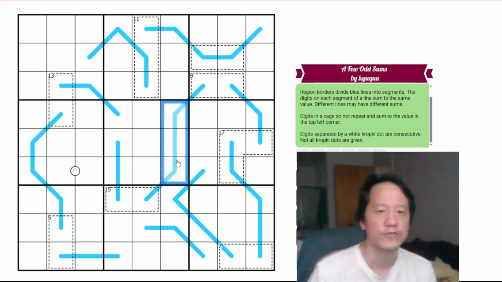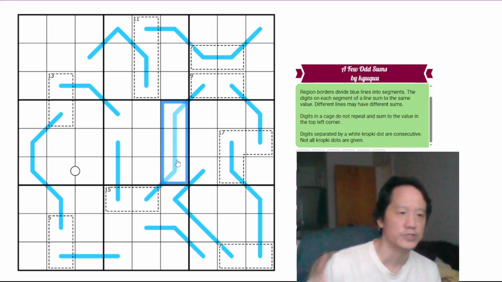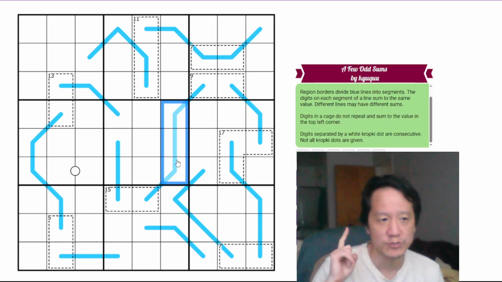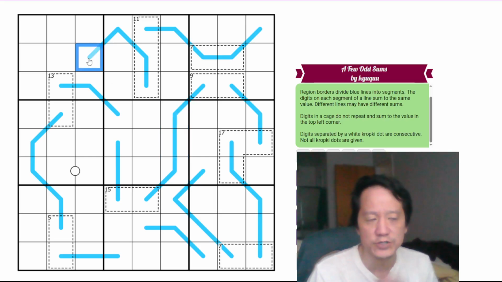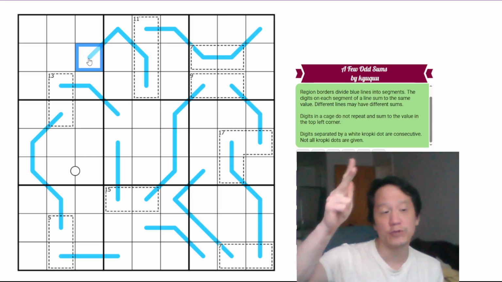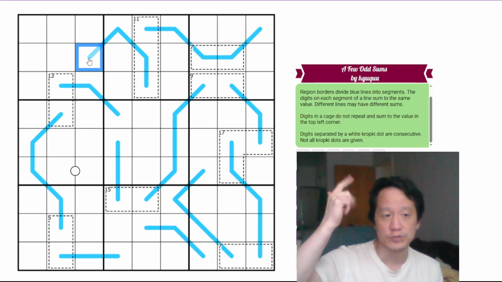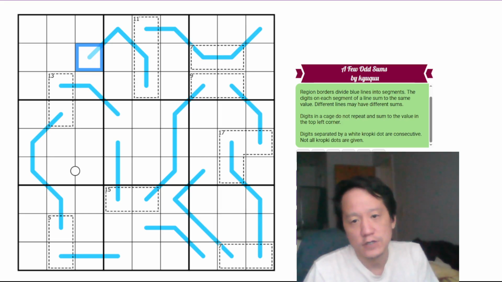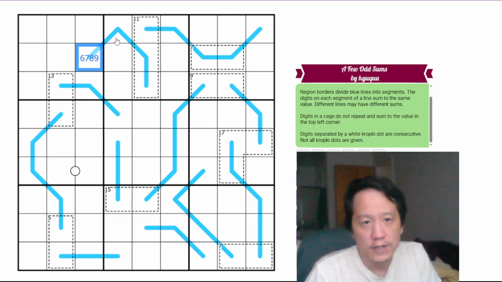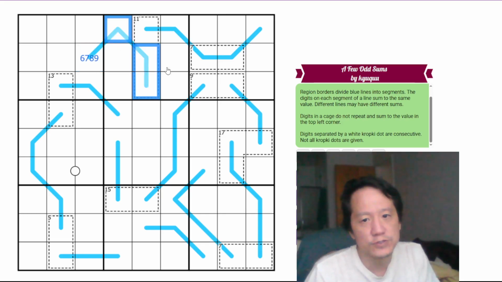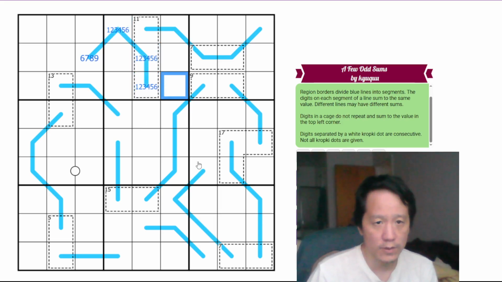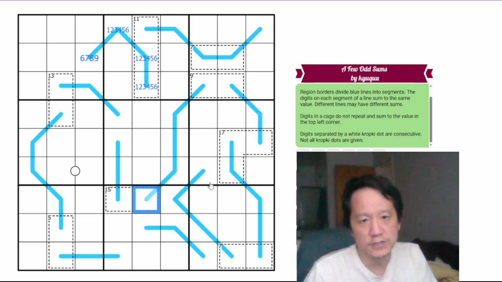So anytime you have 3 unique digits adding up to a single digit, the single digit has to be 6, 7, 8, or 9, right? Because minimum for 3 unique digits is 1 plus 2 plus 3, which is 6. So this is 6 through 9. These have to be 1 through 6 here. Same here. This is 6 through 9.